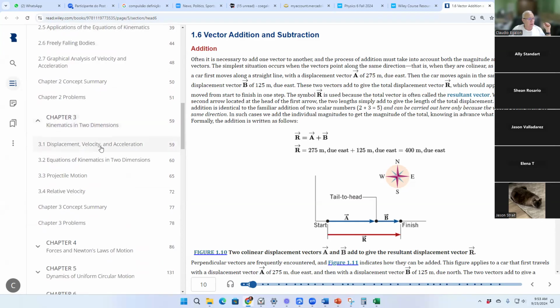Displacement, velocity, and acceleration in 2-dimensional space can be extended easily to 3-dimensional space. Equations of kinematics in 2 dimensions and also in 3 dimensions. And then we have important applications of 2D motion, projectile motion and relative velocity. That's what we are going to do next.